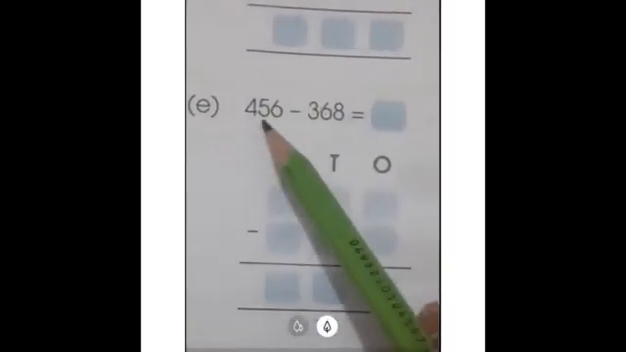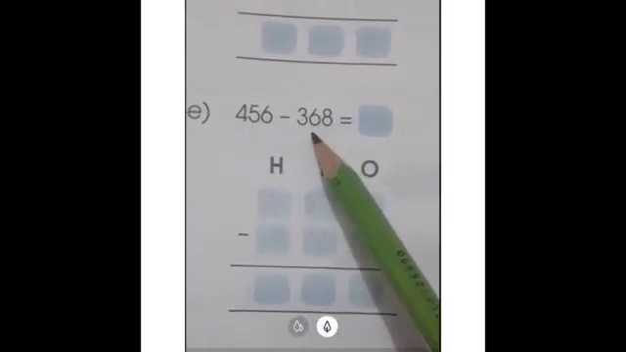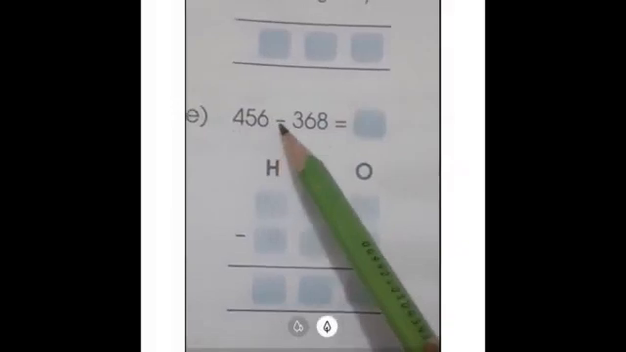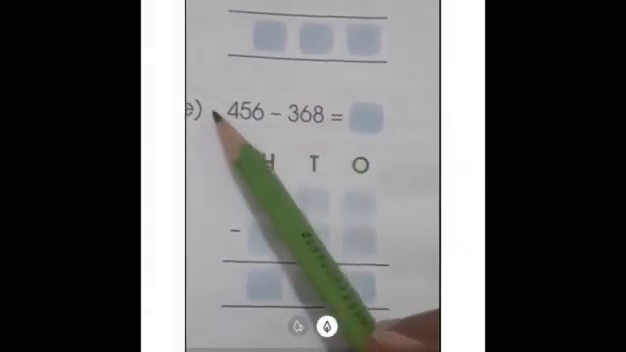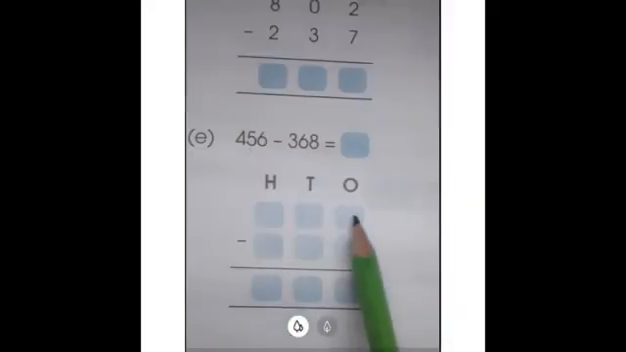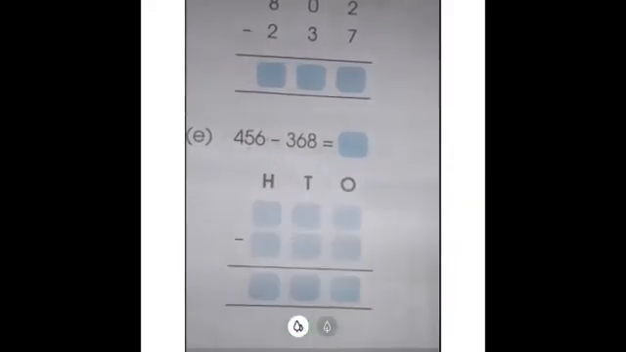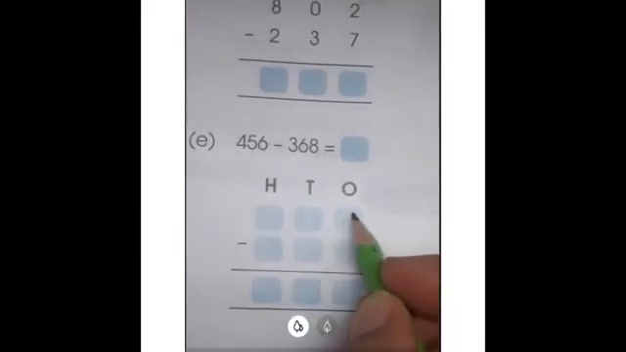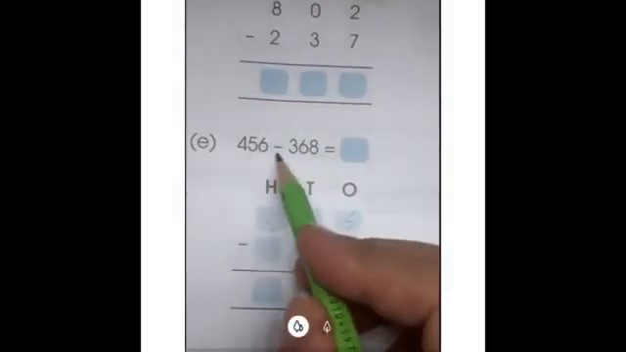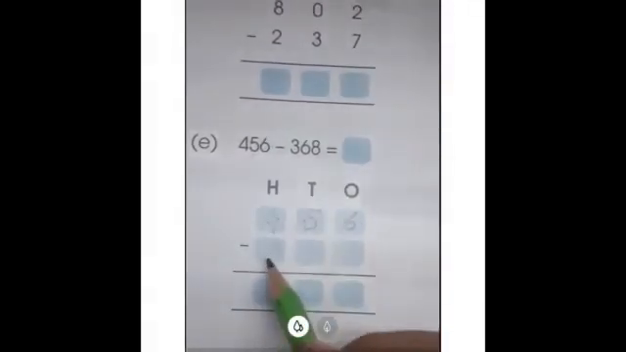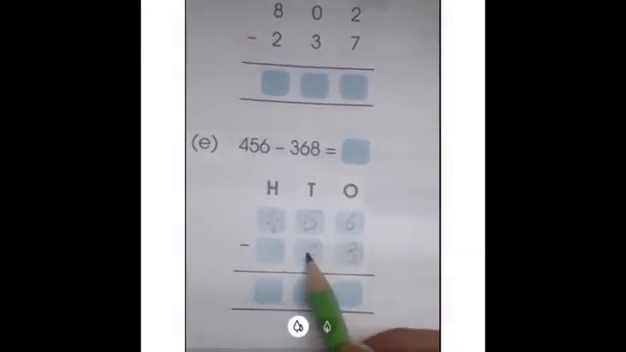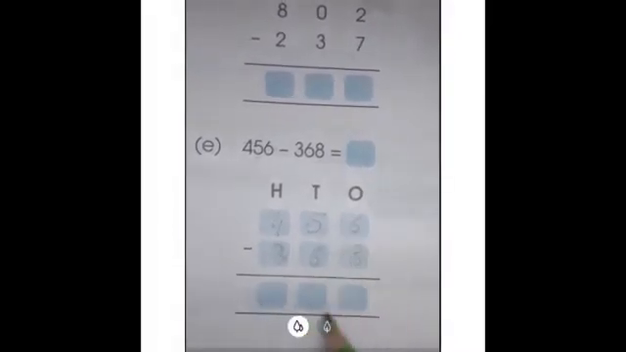There are two numbers, 456 minus 368. If you read this question, you can read it in this way: subtract 368 from 456. In the first row you will write 456. Start from the ones place column: 6, 5 and 4. Subtract 368. You will write it in the second row. Start from the ones place: 8, 6 and 3. Now you will subtract both numbers.